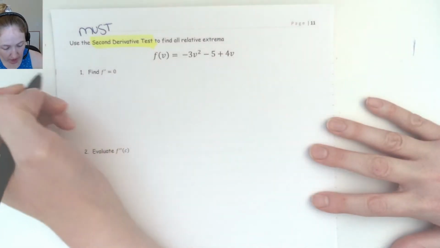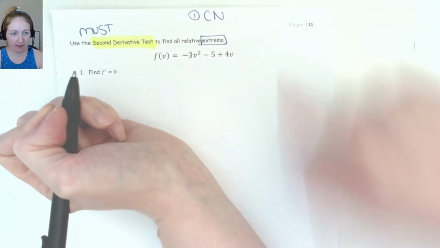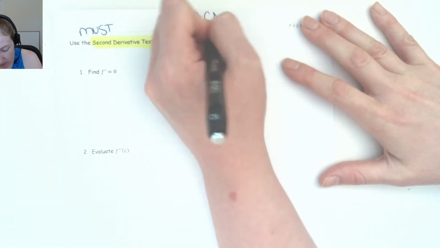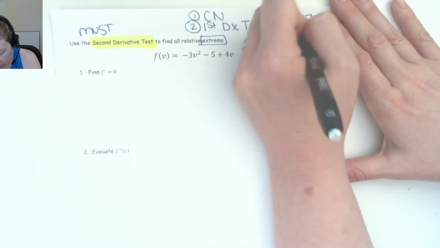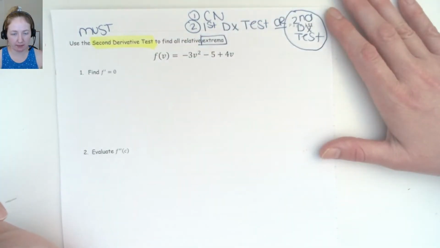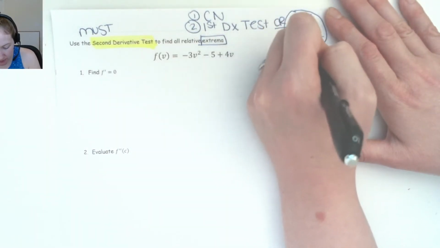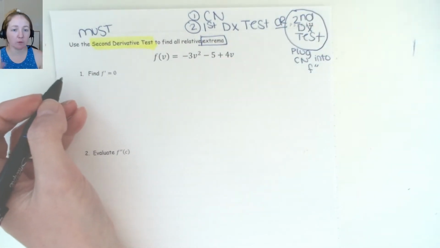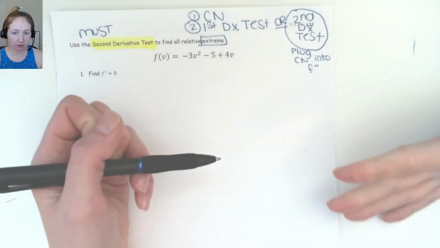The first thing that we do anytime you're finding extrema is find the critical numbers. That is non-negotiable. You have to find the critical numbers. The second thing is you can either use the first derivative test or you can use the second derivative test. And here we are opting for the second derivative test. What the second derivative test says is that you're going to plug critical numbers into the second derivative. So we're not doing the first derivative test, we're going through the second derivative test, but anytime you're asked for extrema, you must find critical numbers first.